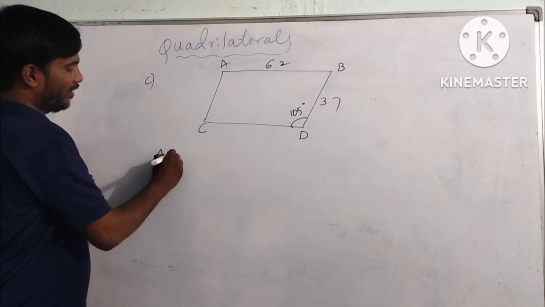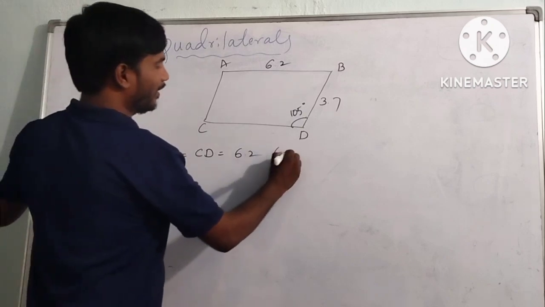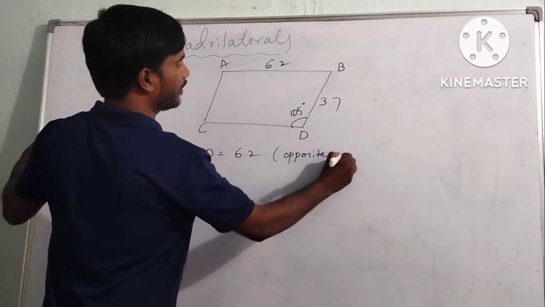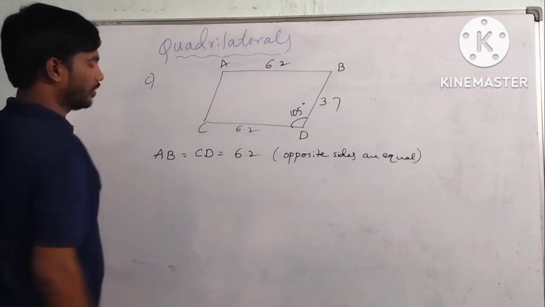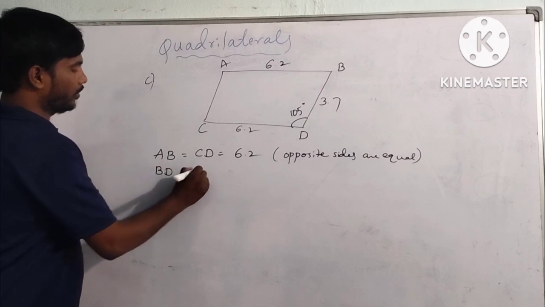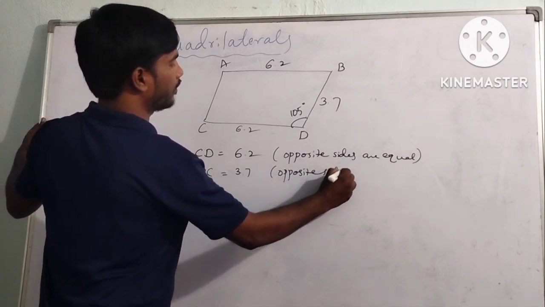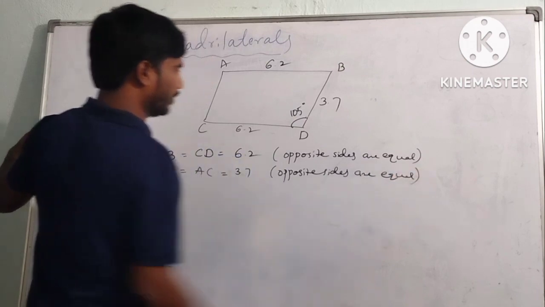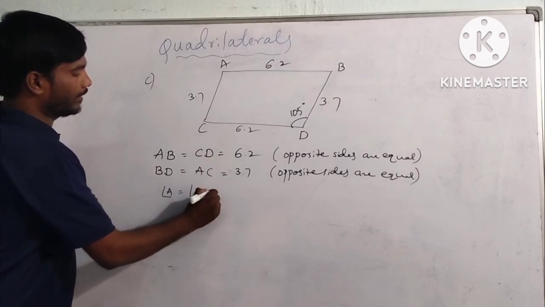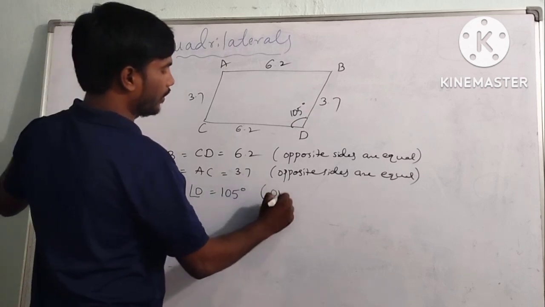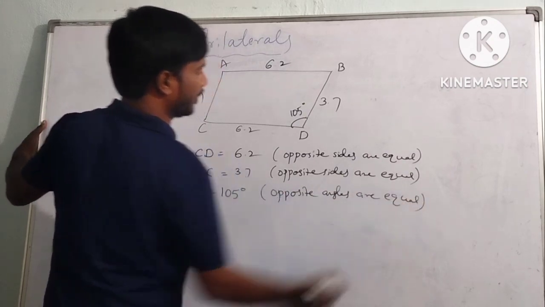Simple. AB is equal to CD. That is equal to 6.2. Why? Opposite sides are equal. Next, BD is equal to AC. Why? Opposite sides are equal. So this one is 3.7. Then angle A is equal to angle D is equal to 105 degrees. Why are they equal? Opposite angles are equal. Sides equal, angles equal.